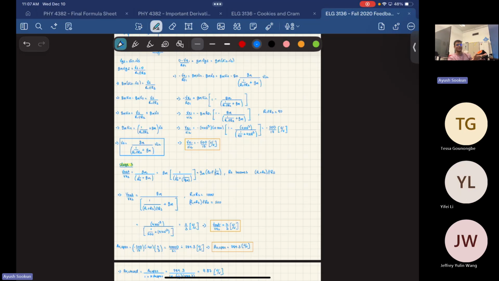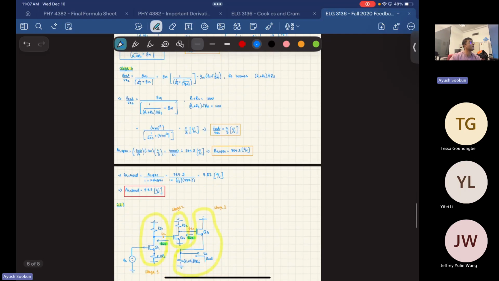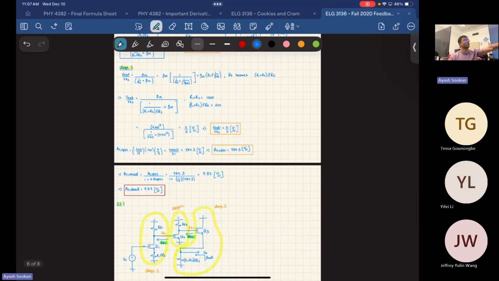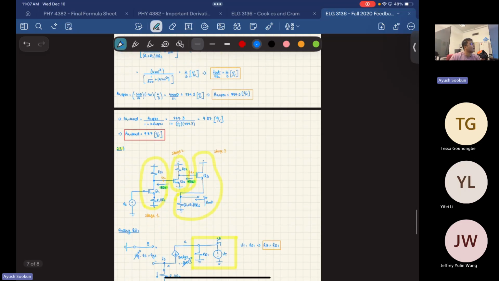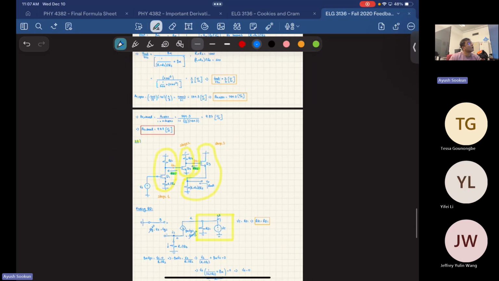Yeah. You can just write it there. It doesn't change much. But then you do the first stage times the second stage times the third stage, and then you get your AV open here. And AV close is AV open over 1 plus K AV open, and then you get 9.87. This is your AV close gain. And what is that? Oh, this is finding the output impedance close of non-ideal.